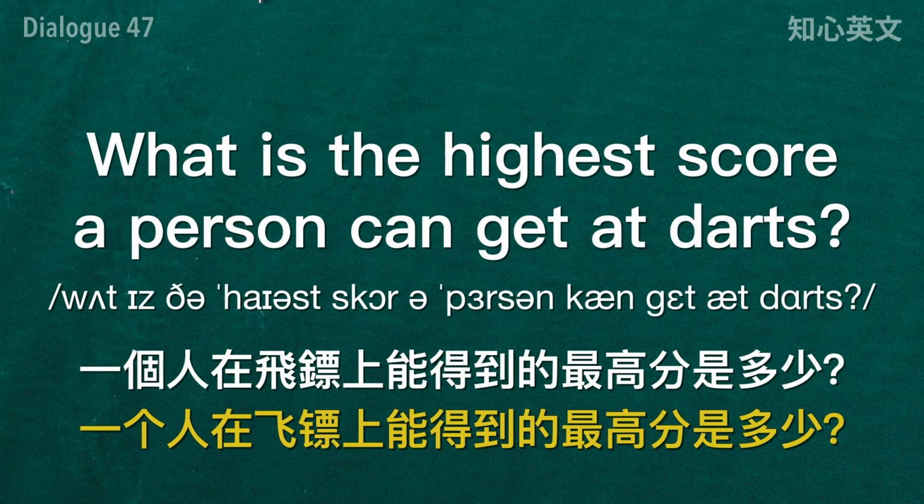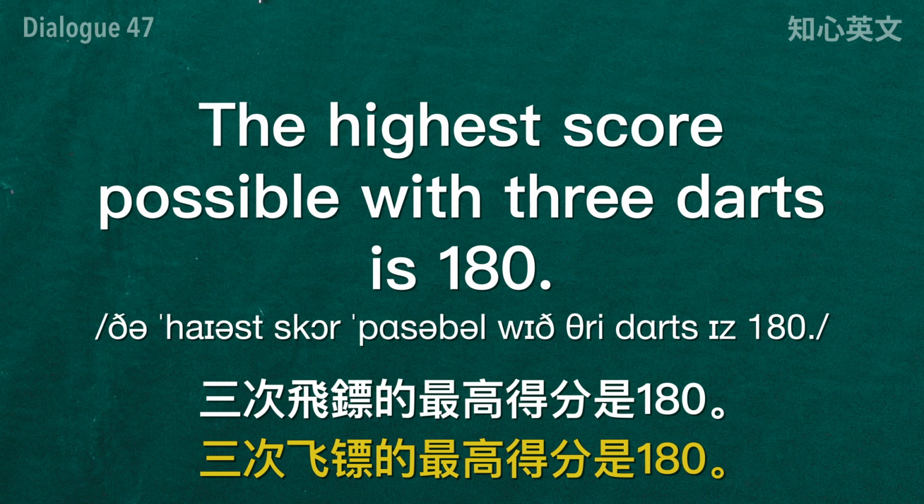What is the highest score a person can get at darts? The highest score possible with three darts is 180.